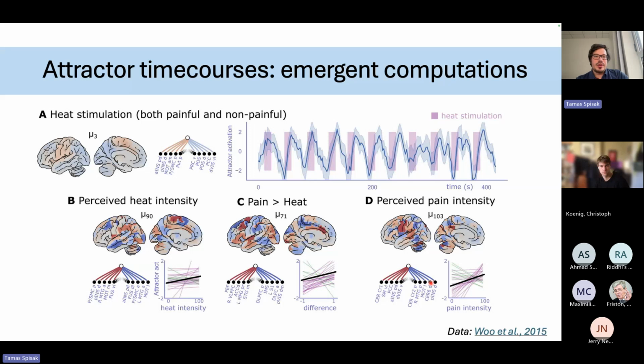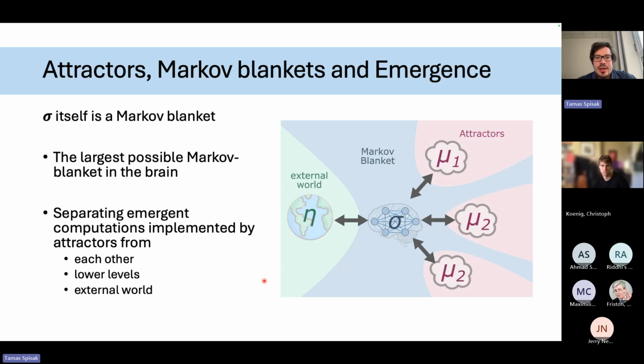Here I have some initial results for this. Here you can actually see an attractor time series. And here I just show that the attractor time series do capture different aspects of pain and non-painful heat stimulation. But for the sake of time, I will skip it now and just close with this slide.